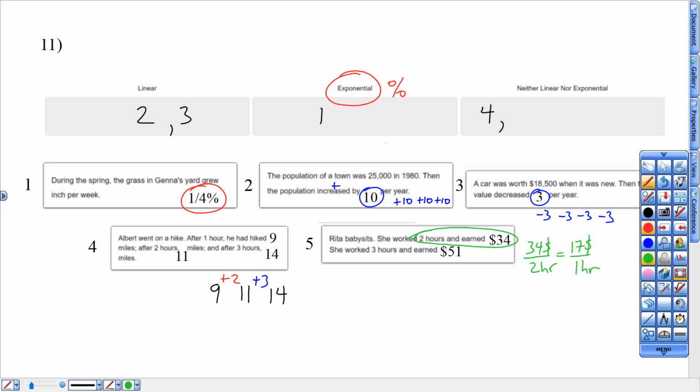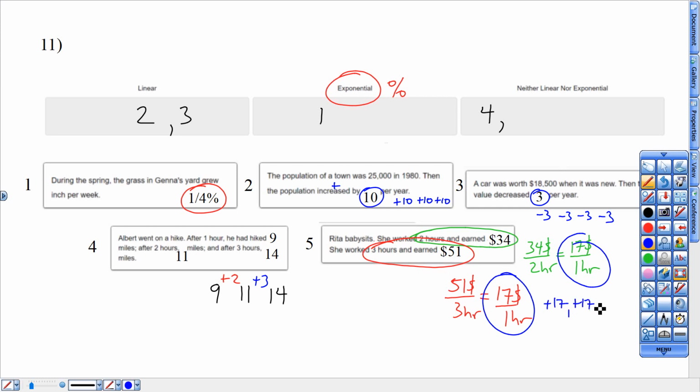Then I look at this rate and divide that, and if I get the same, then it's linear. If I get something different, it's non-linear. So 51 divided by 3 for this one gives me $17 an hour. That is the same. These are the same. That would be like plus 17 each time, adding 17 more dollars each time I work an hour. That makes this purely linear. So for this one, 2, 3, 5 linear, 1 exponential, 4 is neither.